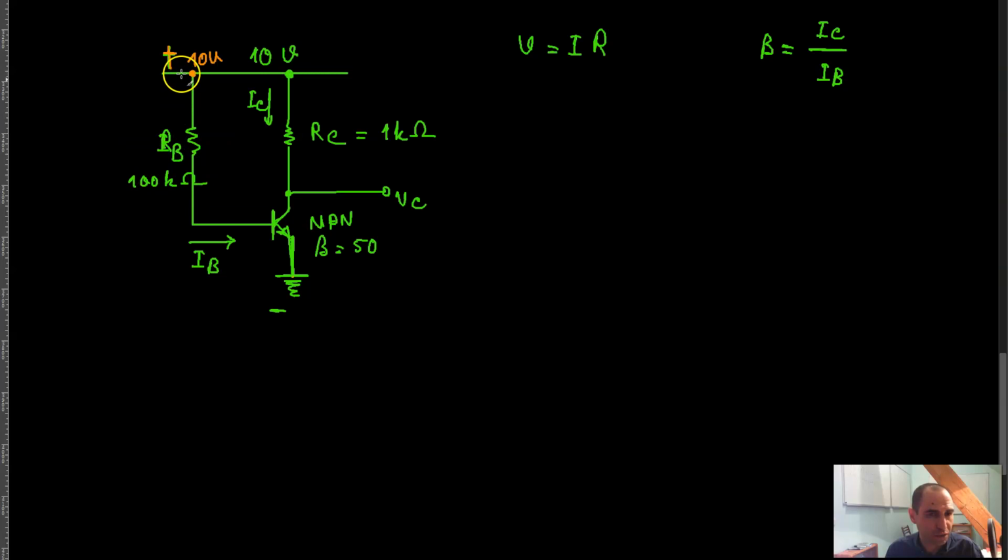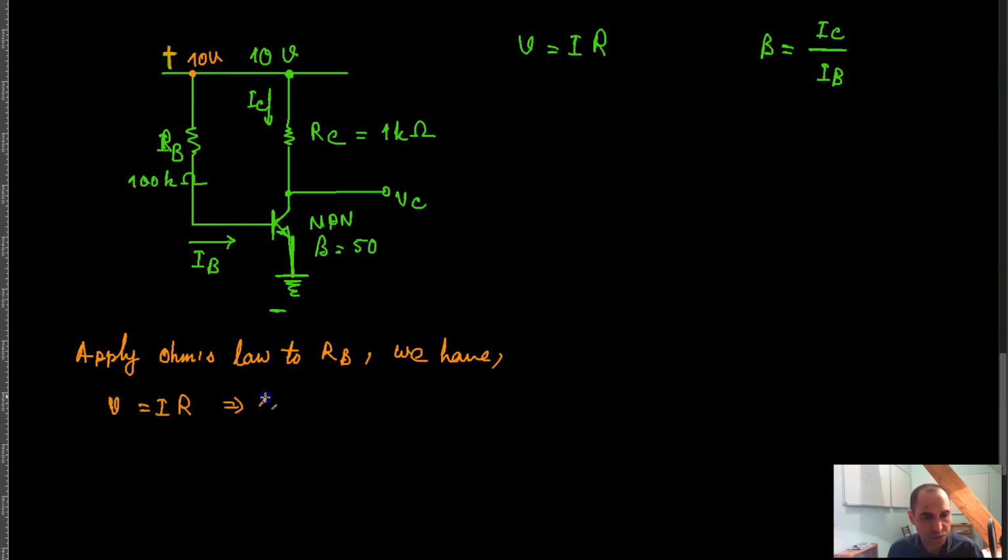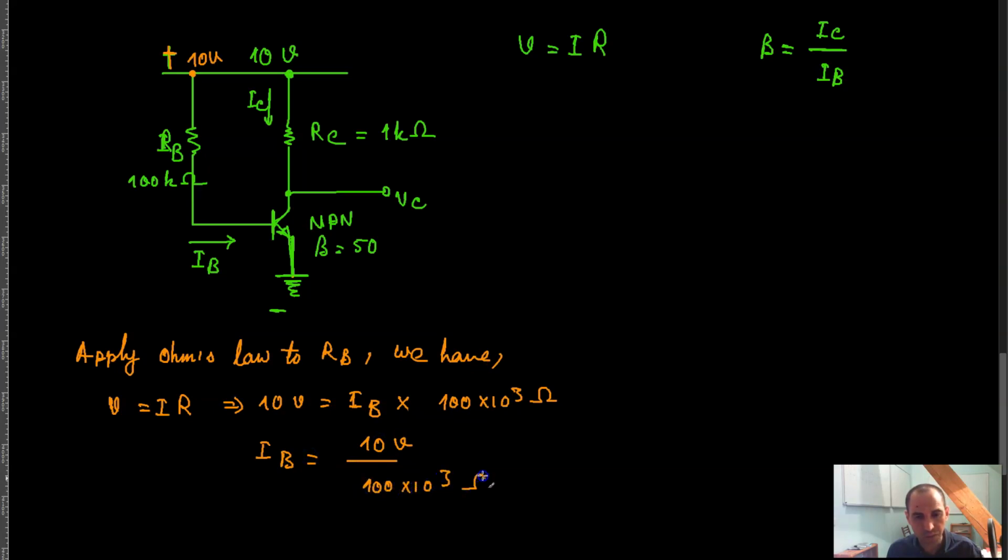base resistor of the transistor. So if I apply Ohm's law to R of B, I can assume that the voltage drop across the resistor is 10 volts, so V is equal to I times R. So 10 volts is equal to I of B times R of B, and R of B is basically 100 kilo ohm, 100 into 10 raised to the power 3 ohm, which means that I of B is equal to 10 volts divided by 100 into 10 raised to the power 3 ohm, right?